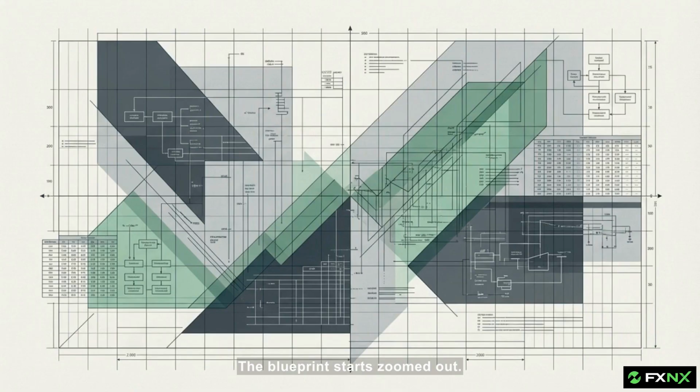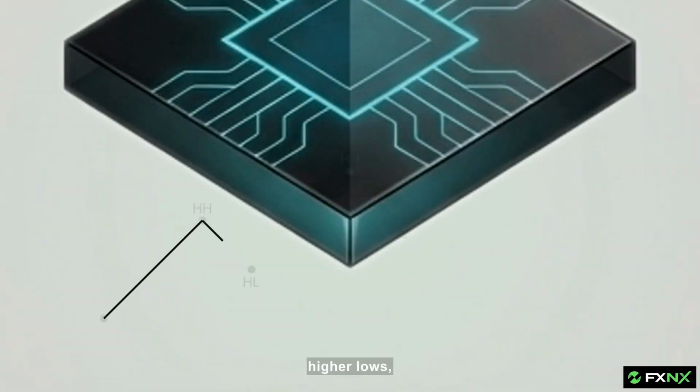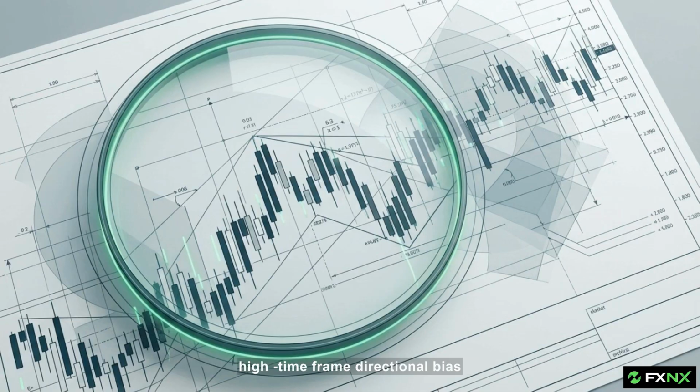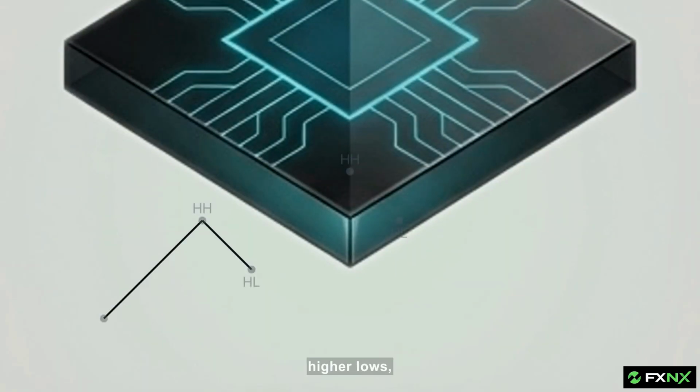The blueprint starts zoomed out. Before executing any trade, you must identify a high time frame directional bias using a daily or 4-hour chart. In a clear staircase of higher highs and higher lows, look for buying opportunities. We isolate the impulse leg, a powerful upward surge signaling institutional buy-in.